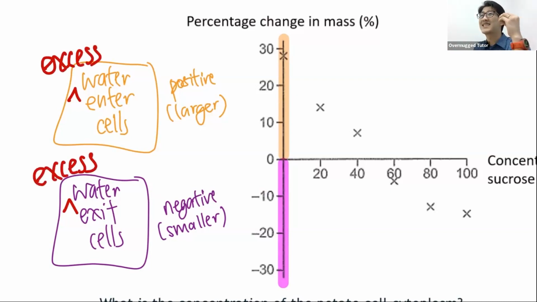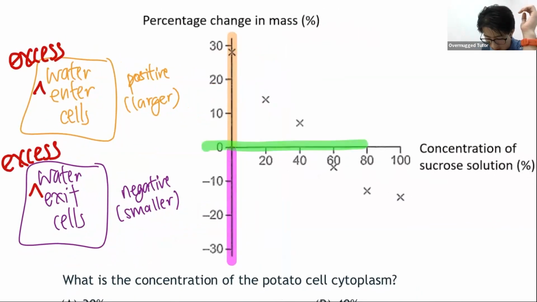Okay, so only when we have an excess exiting or excess entry of water will we see a significant change in the sizes and the masses. Okay? So we have talked about positive values, larger, water entering in excess, and negative values, smaller, excess water exiting. There is one set of values that we can talk about as well. What is that? Positive, negative, and neutral. Zero. Okay, so therefore, what is happening over here?